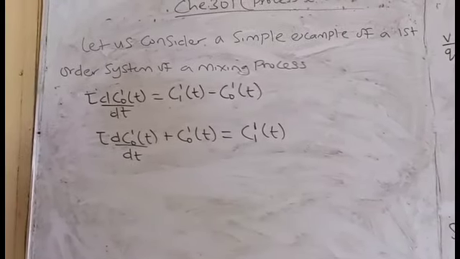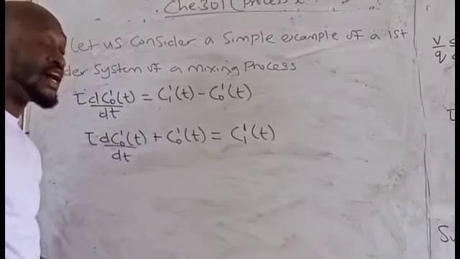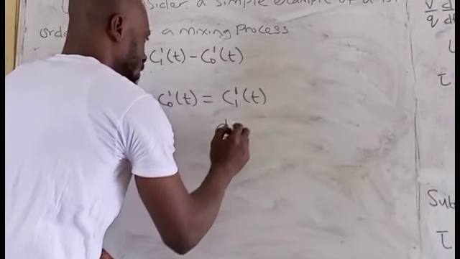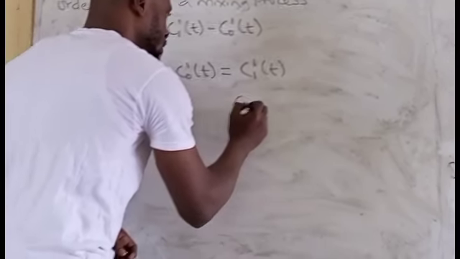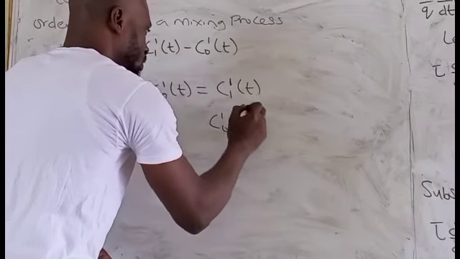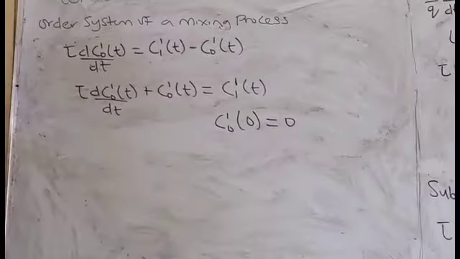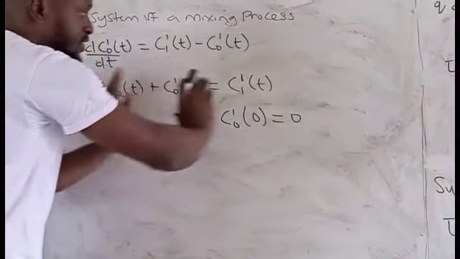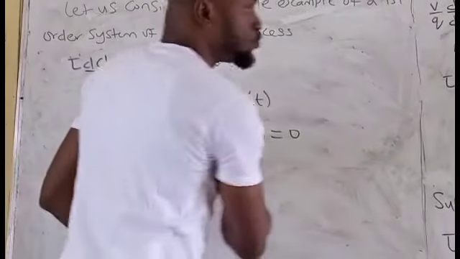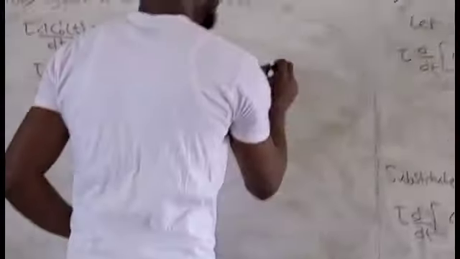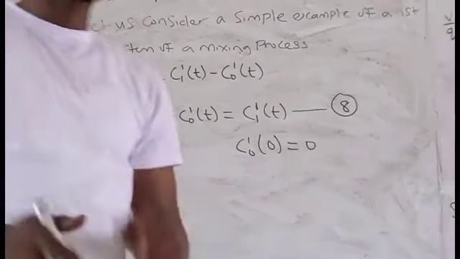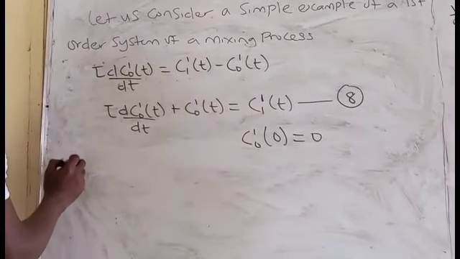Now, before I come to this, this is a differential equation. So I'm going to take an initial condition, C0 prime of 0, and let's say it is equal to 0. Let's take this as the initial condition. So now look, this is a differential equation. Let's say this is equation 8. We're going to take the Laplace transformation of equation 8.